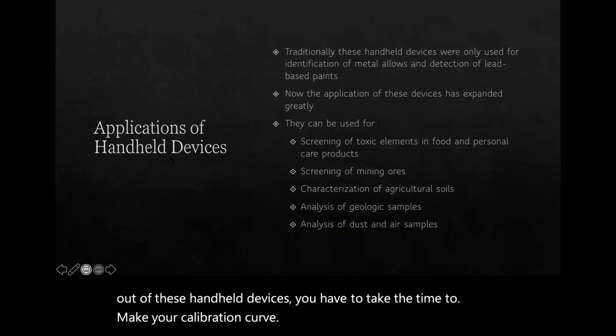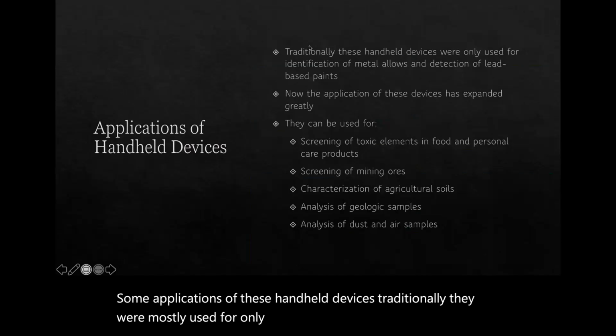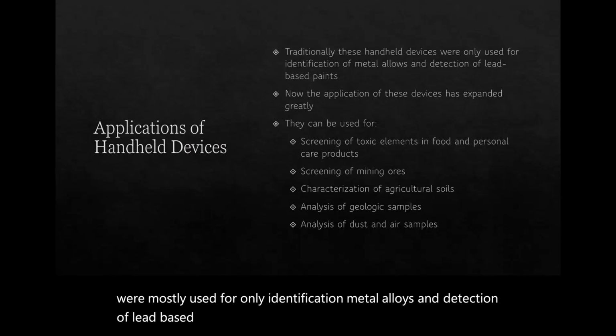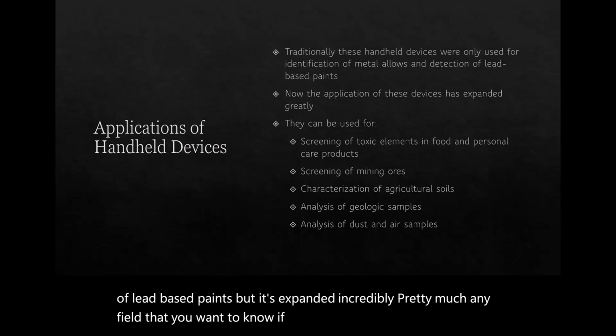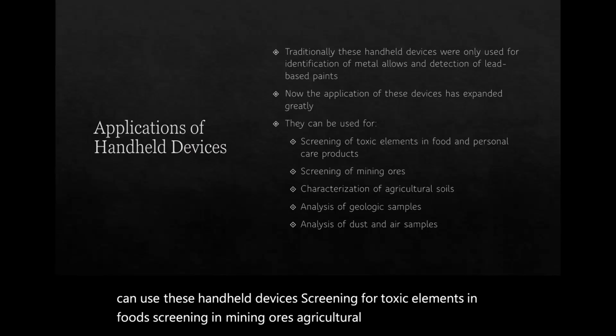Some applications of these handheld devices. Traditionally, they were mostly used only for identification of metal alloys and detection of lead-based paints, but it has expanded incredibly. Pretty much any field where you want to know if there are elements in something, you can use these handheld devices, like screening for toxic elements in foods, screening of mining ores, agricultural soils, geological samples, and dust and air samples.